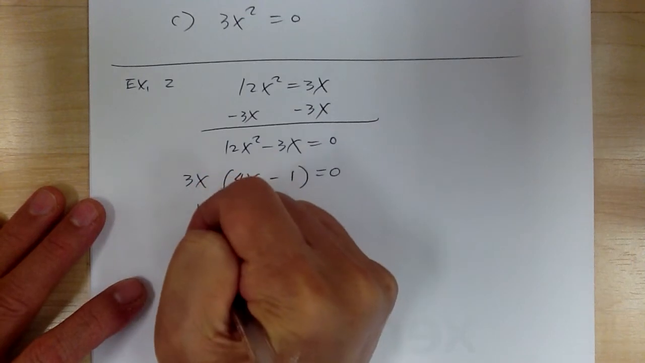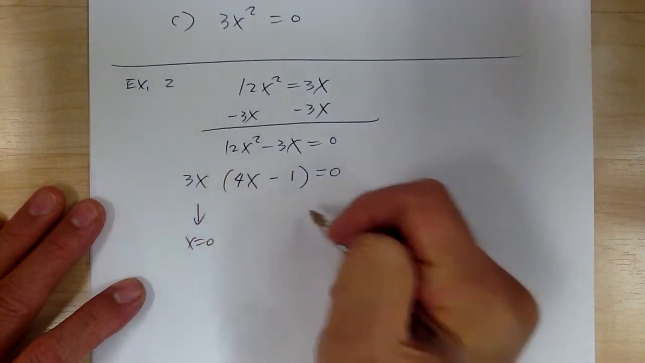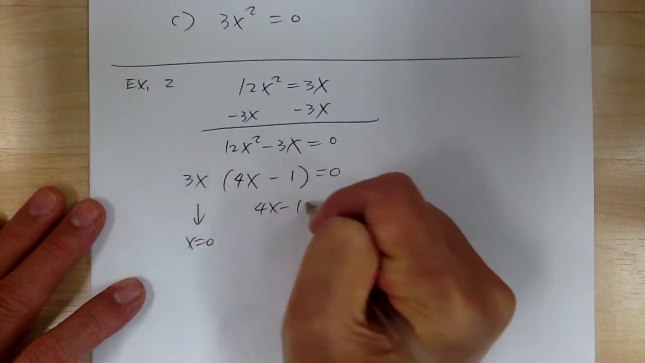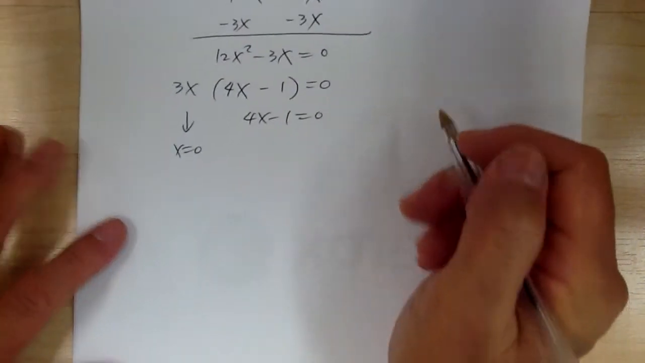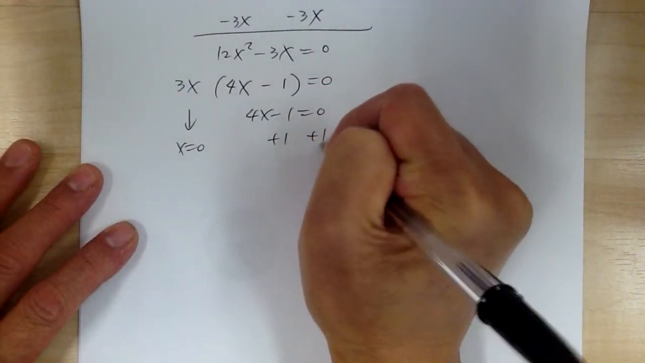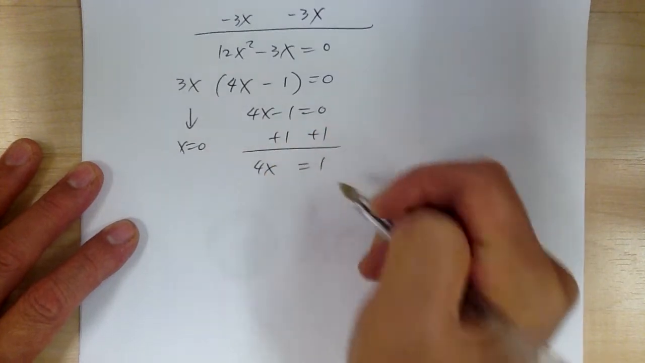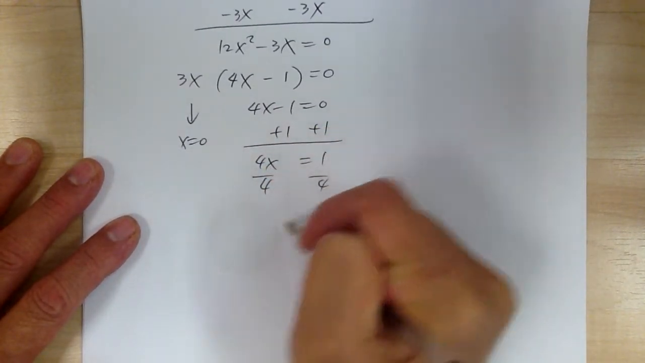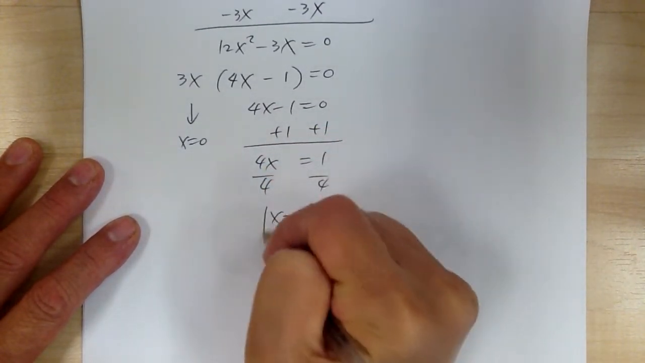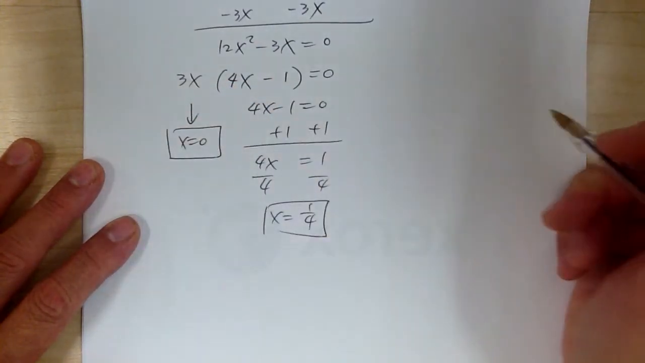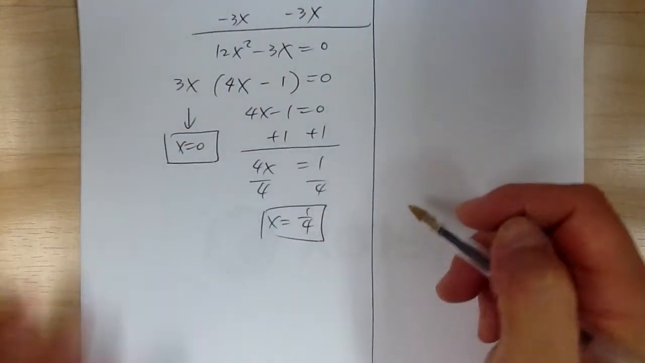So from here, you're going to get x equal to 0. From here, you're going to get 4x minus 1 equal to 0. Right? You can always review, just regular solving. So you got 4x equal to 1, and you divide by 4, divide by 4. So x equal to 1 over 4. So that's your 2 answers, right? So just review. Now you have to be careful.